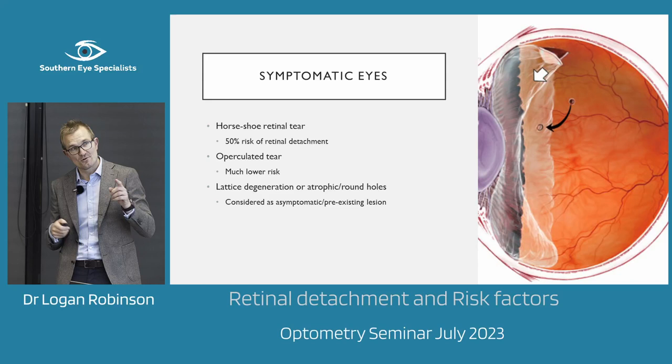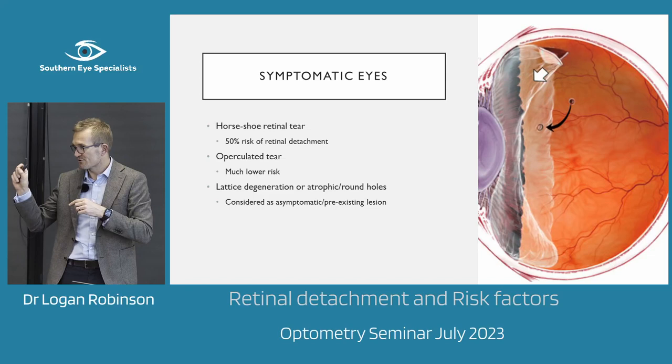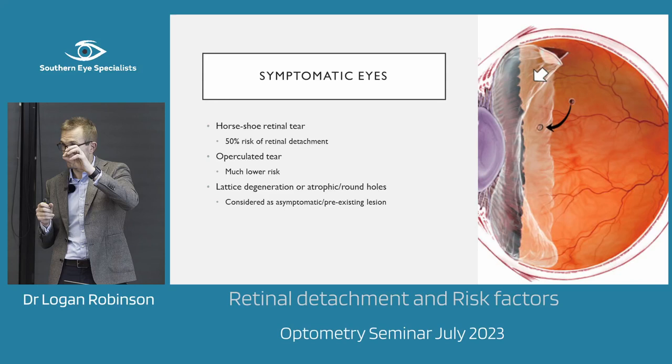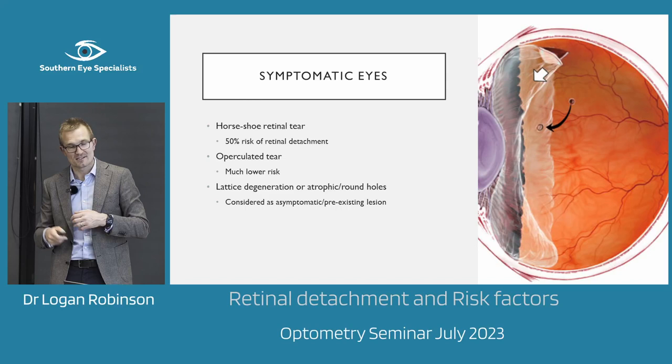If you see someone who presents with acute PVD, flashes and floaters, but they've got some lattice or just those atrophic round holes, which we'll talk about in a minute, they're sort of considered asymptomatic or just pre-existing lesions. You have to differentiate those little round holes in lattice versus one where there's a little operculum plucked in front of it, because they're sort of two different things. Obviously these ones are just pre-existing, not from the traction, and that's from the traction from the PVD.